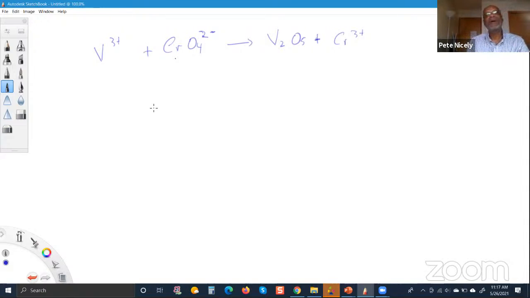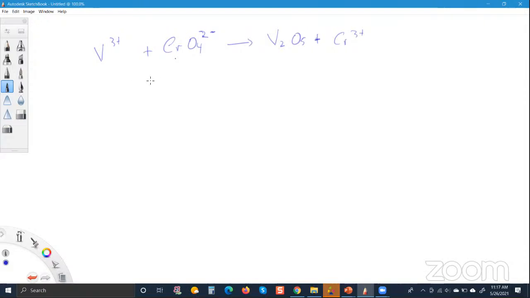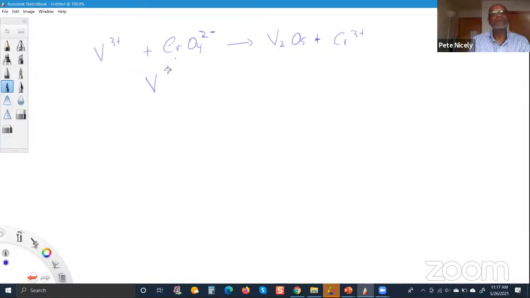Okay, so the first step would be what? Right, the 2 half equations. So one half equation would be this, and the other half equation would be this. Well, that's one half equation. The other one would be CrO4 2- to give you Cr3+. Okay, very good. What's the next step?